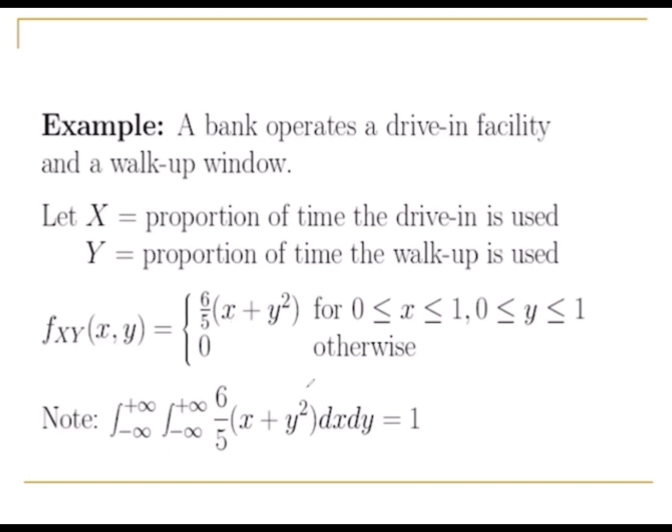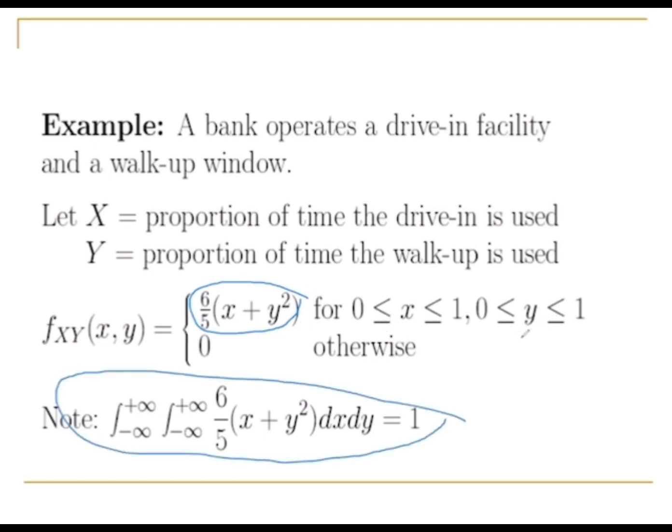we need to first investigate whether this is a valid PDF. The only way to tell is to conduct the double integral over the given range of X and Y, and see whether it integrates to one. Just like what I showed you the other time with the univariate case, where the integral of f of x dx over the range of x equals 1, we are going to do the same for the joint density function.